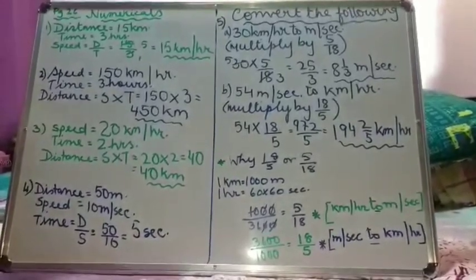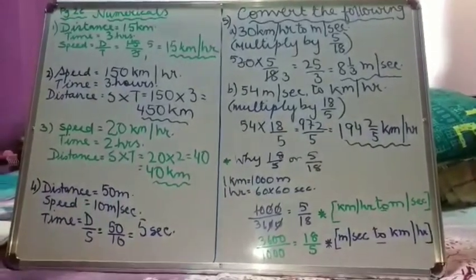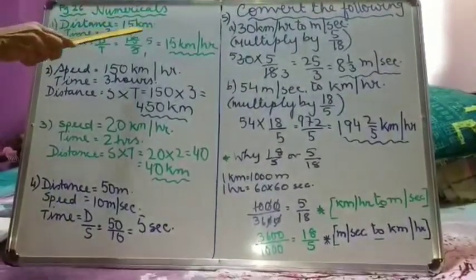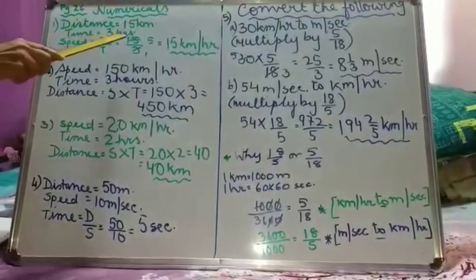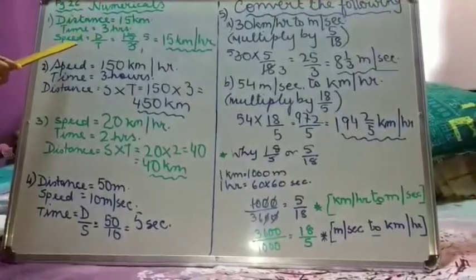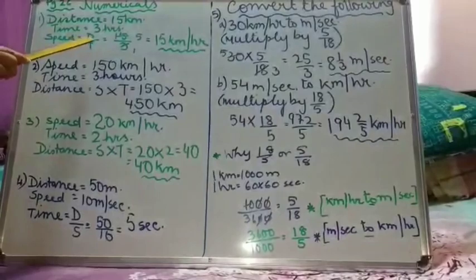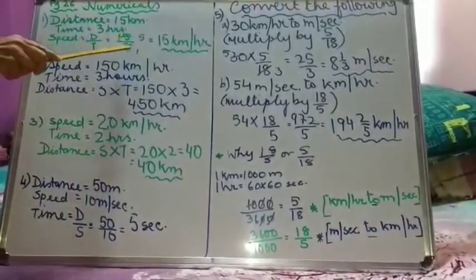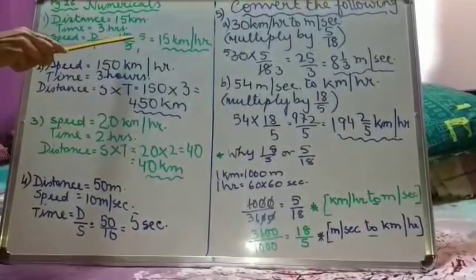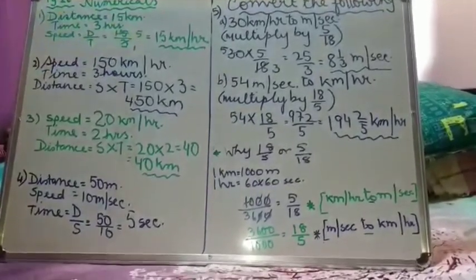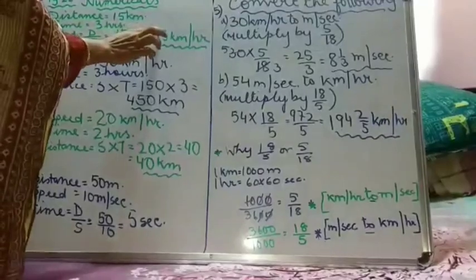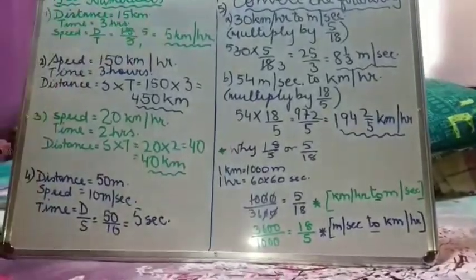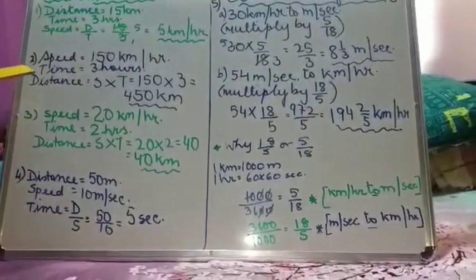Number 1. A car travels a distance of 15 kilometer in 3 hours. So what is the distance? 15 kilometer. What is the time given? 3 hours. Now what is the speed? Speed is asked. Calculate the speed of the car. Speed is equal to distance by time. D means distance, T means time. So 15 divided by 3 is equal to 5 kilometer per hour.